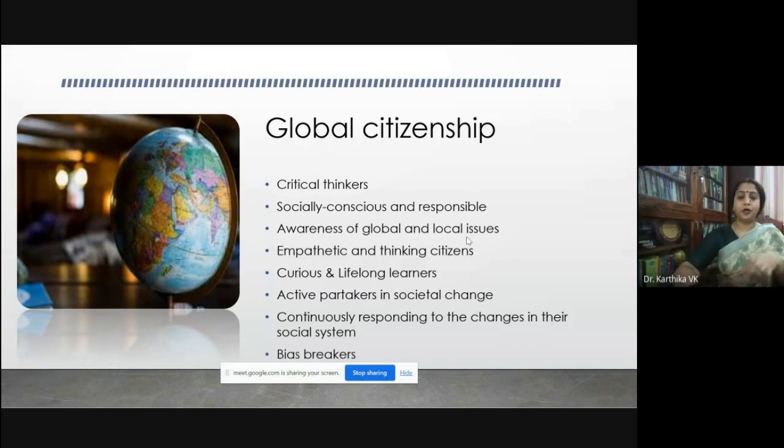that you are engaging with. Then ultimately they need to be bias breakers. They can't be prejudiced, they can't be biased in their judgments, they can't be judgmental in that sense. I hope you get me. So that bias breaking is one aspect of asserting your global citizenship. These are all expected out of our learners.